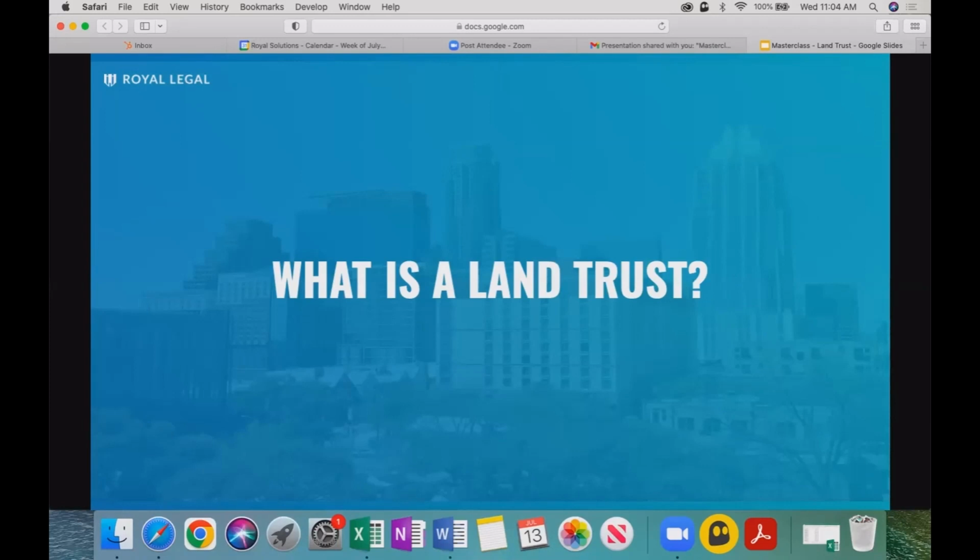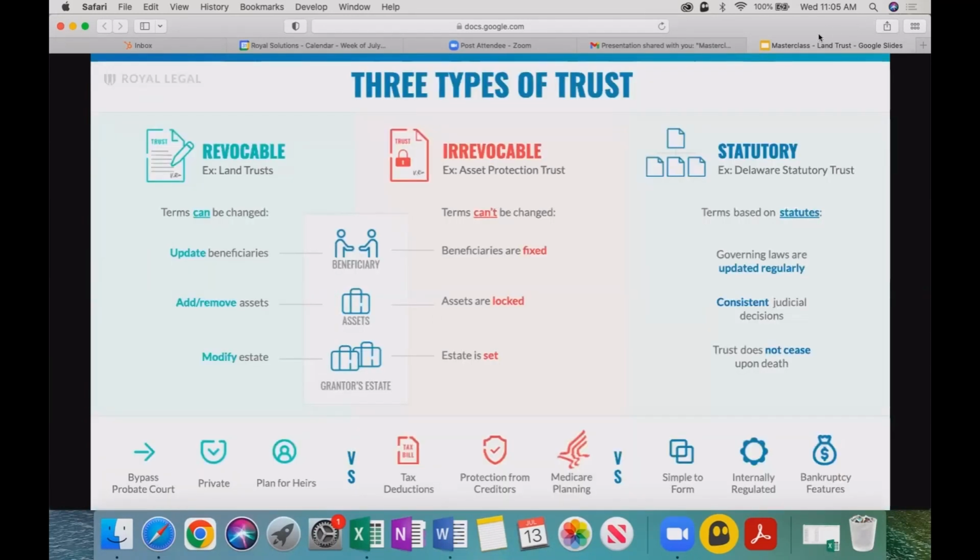I think it's probably most useful to discuss this in reference to other trusts. So what we have here, we have three different types of trust: revocable, irrevocable, statutory. There are obviously ranges within that, different names within that, which does lead to some confusion, but these are the major categories. So revocable land trusts are in this category, also known as common law trusts, which means that they're derived from custom or judicial precedent as opposed to code authority.